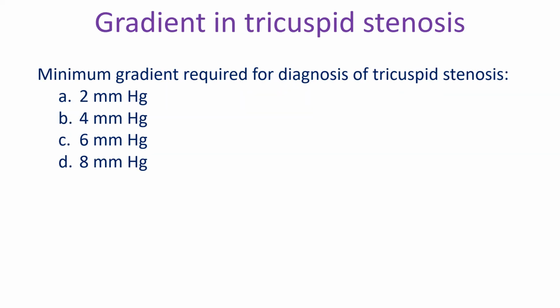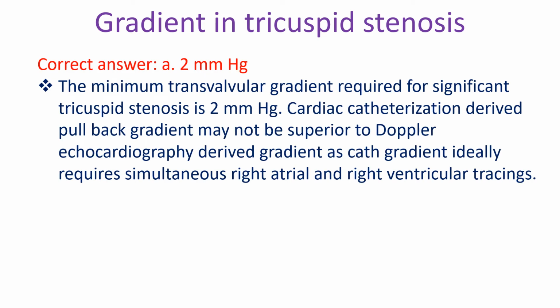Minimum gradient required for diagnosis of tricuspid stenosis. A. 2 mm of mercury, B. 4 mm of mercury, C. 6 mm of mercury, D. 8 mm of mercury. Correct answer A. 2 mm of mercury. The minimum transvalvular gradient required for significant tricuspid stenosis is 2 mm of mercury.